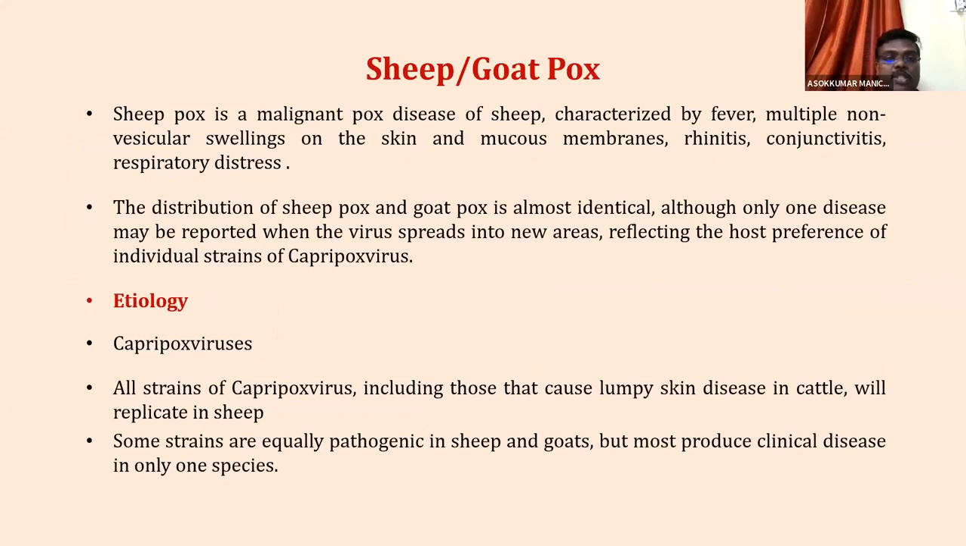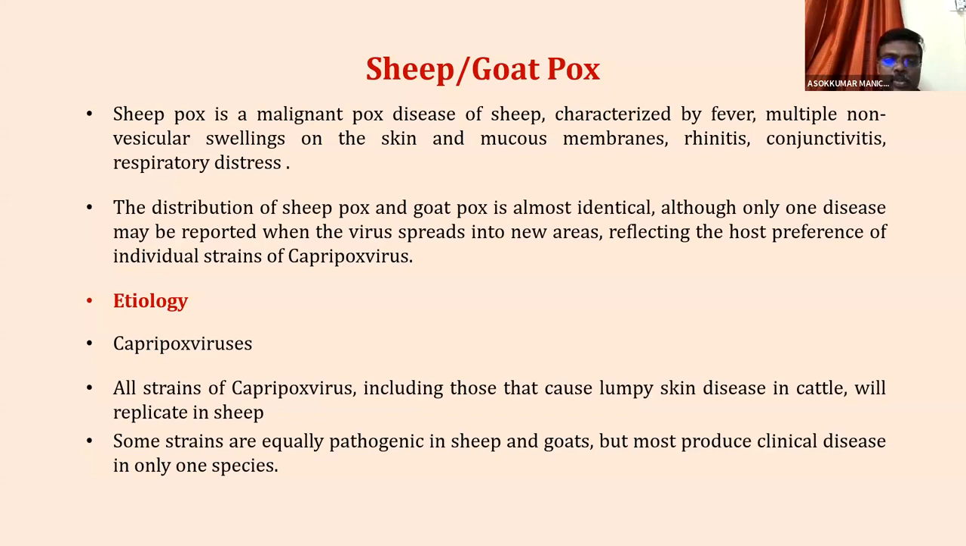Sheep and goat pox. This disease is causing a devastating effect throughout India, especially northern India. It is a malignant pox disease of sheep characterized by fever, multiple non-vesicular swellings on the skin and mucous membranes. And then sometimes it causes rhinitis, conjunctivitis, and respiratory distress also.